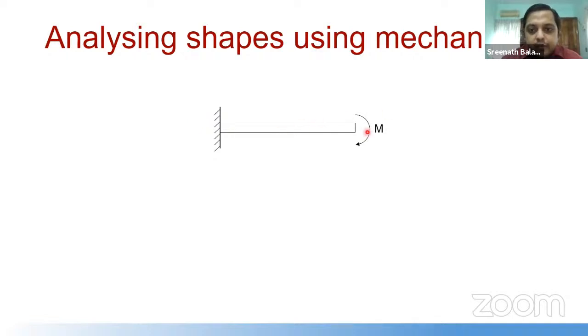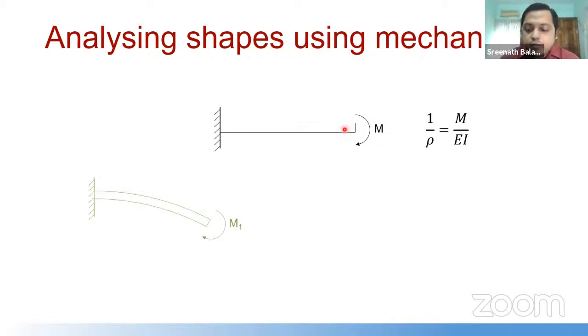So I just wanted to give a simple example of how such a thing can be done. A very simple example is if you have a cantilever beam and you have a moment at the free end, then using the very famous Euler-Bernoulli theory, the curvature is given by M by EI. Here M is the moment, E is the elastic modulus of the beam, and I is a geometric parameter, the moment of inertia of the cross section.